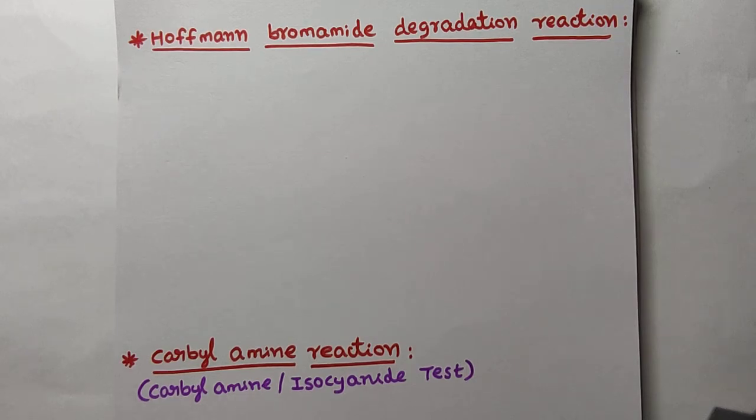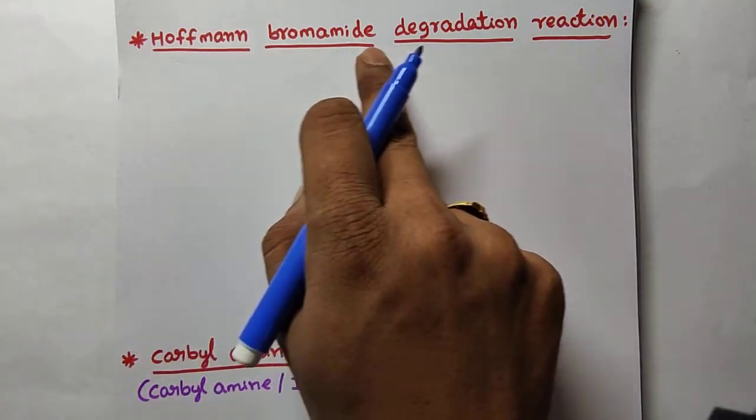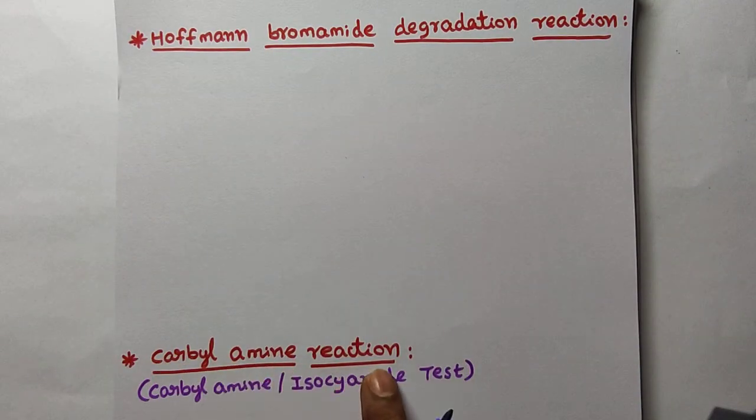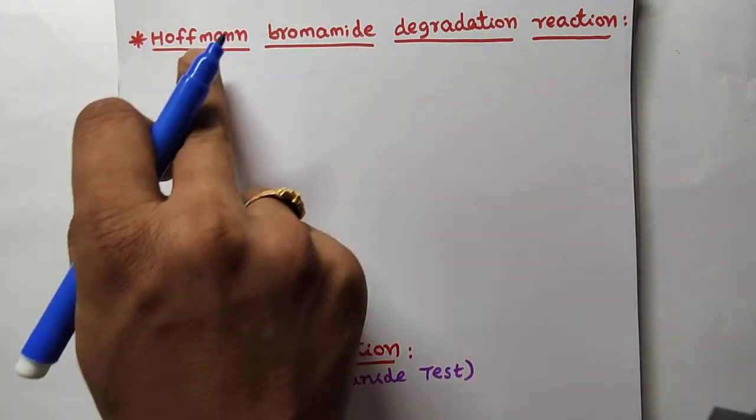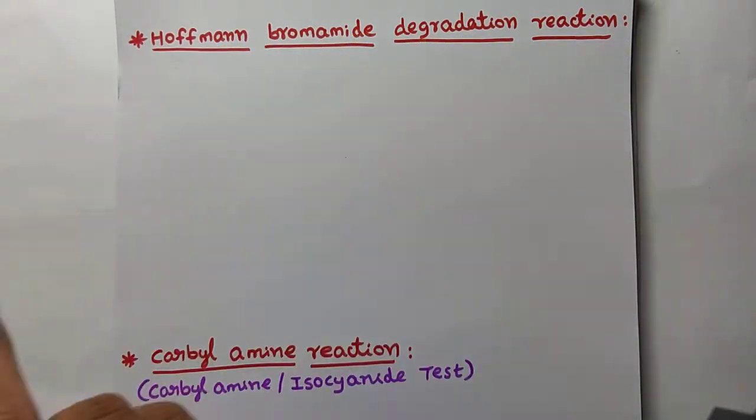Today in class I am going to explain how to remember the Hofmann bromamide degradation and the carbylamine reaction. These two reactions are from the amines chapter, very important named reactions. Let us discuss the Hofmann bromamide degradation reaction.